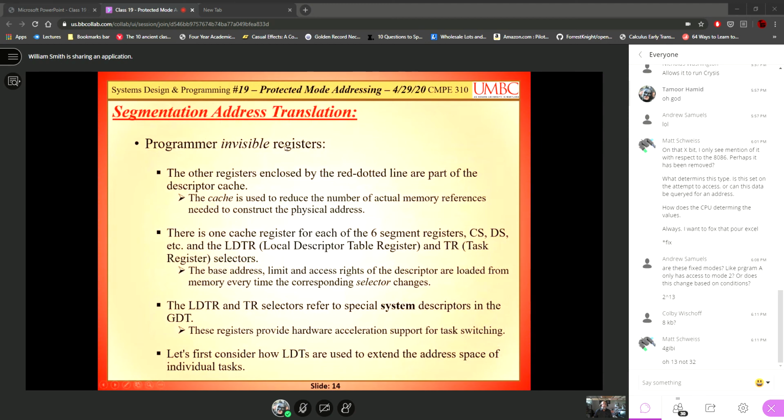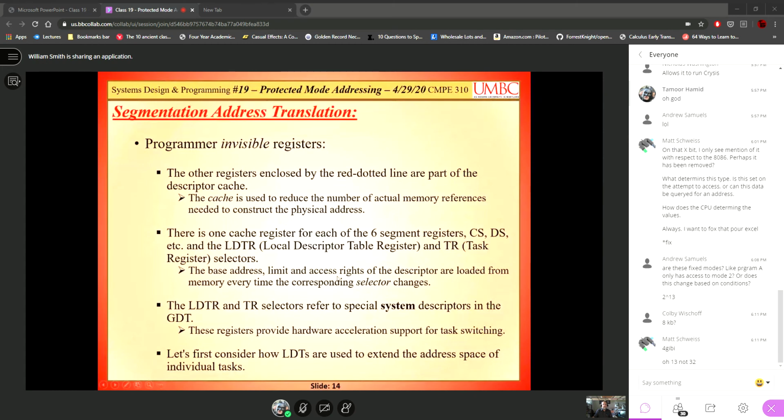So, programmable invisible registers. The other registers enclosed by the red dotted line are part of the descriptor cache. Cache is used to reduce the number of actual memory references needed to construct the physical address. Cache is what stores the information close by to the processor so that it can get in and out of it quickly, and it keeps it local. There's one cache register for each of the 6 segment registers.